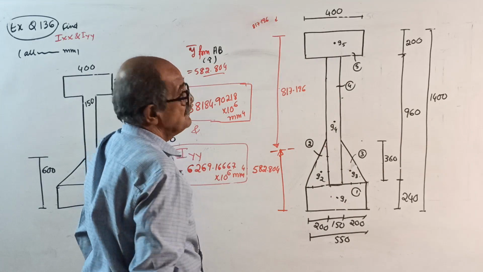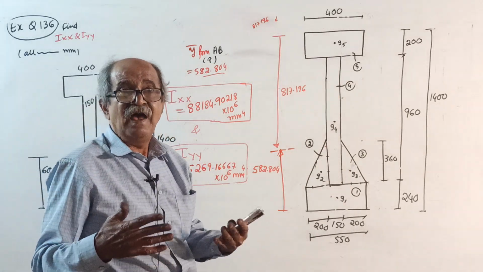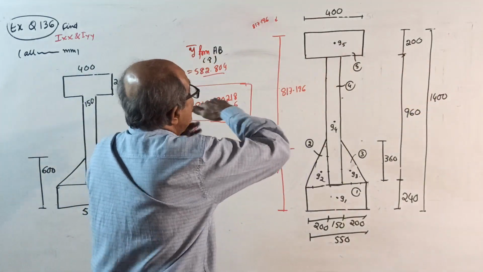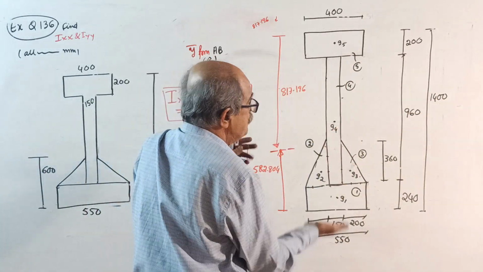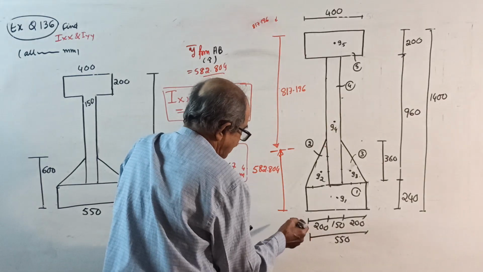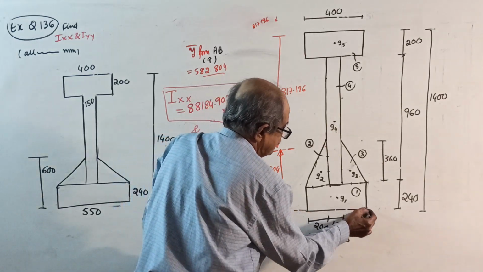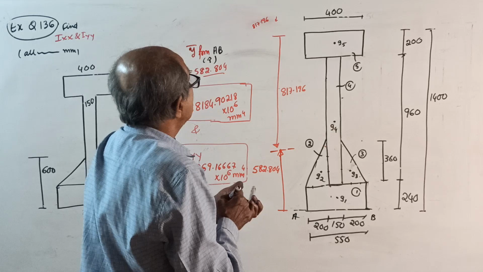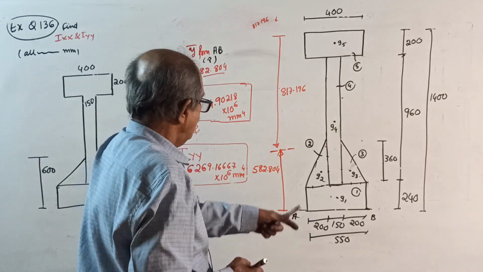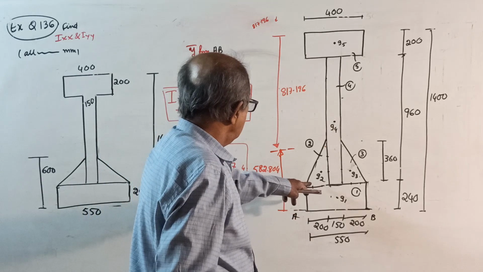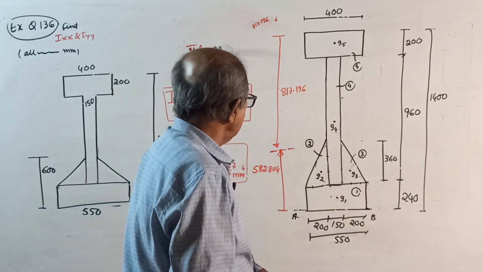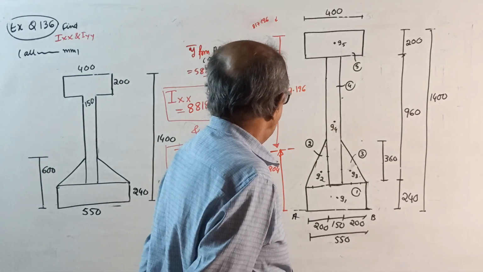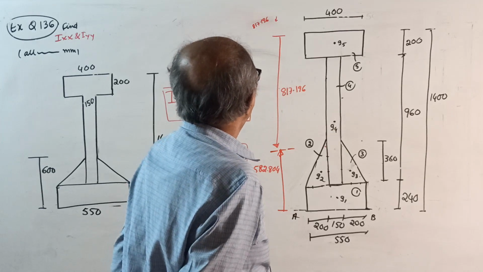YY is the symmetry axis. I am talking as if I am a student. YY symmetry. I will locate later. But XX there is no symmetry. So Y bar required. I will find Y bar from here, from the baseline, from the base AB, vertically upwards. I will write A1, etc. A1, 400 here, 550 into 240. A2, half into 200 into 360. A3, half into 200 into, A3 equal to A2. A4, 150 into 960. A5, 400 into 200.